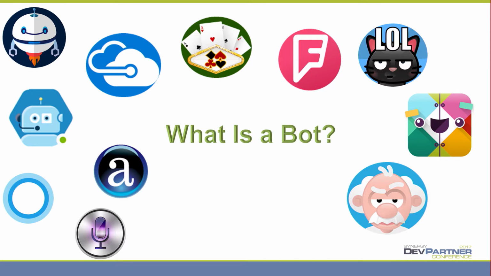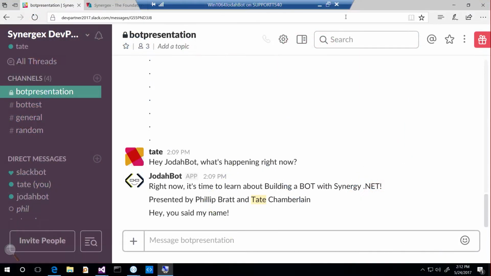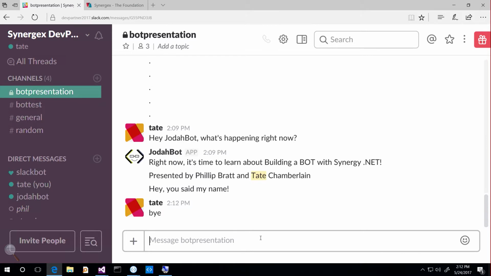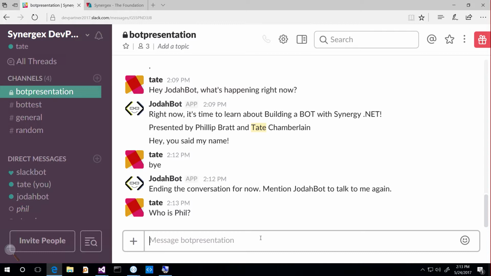To demonstrate some bot work in Synergy.net, we have Jodabot. Jodabot is a bot created for this conference and about this conference. One of the most important features of Jodabot is that it will ignore what you're saying. To demonstrate this, I will end this conversation and ask it a question. Jodabot's designed to answer questions and give information about the presenters and events at this conference. So I'll ask it, who is Phil? And it will say nothing.